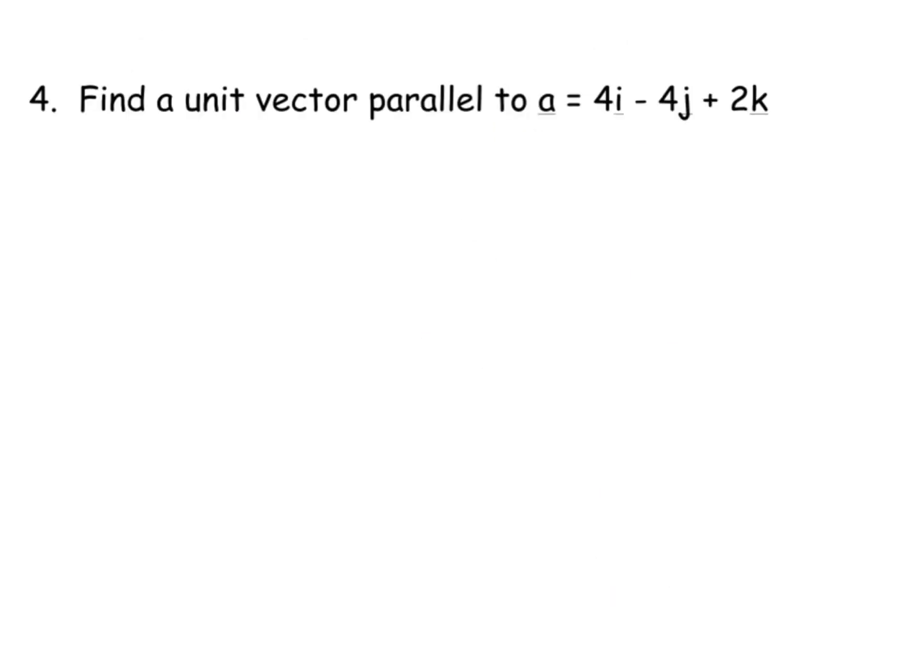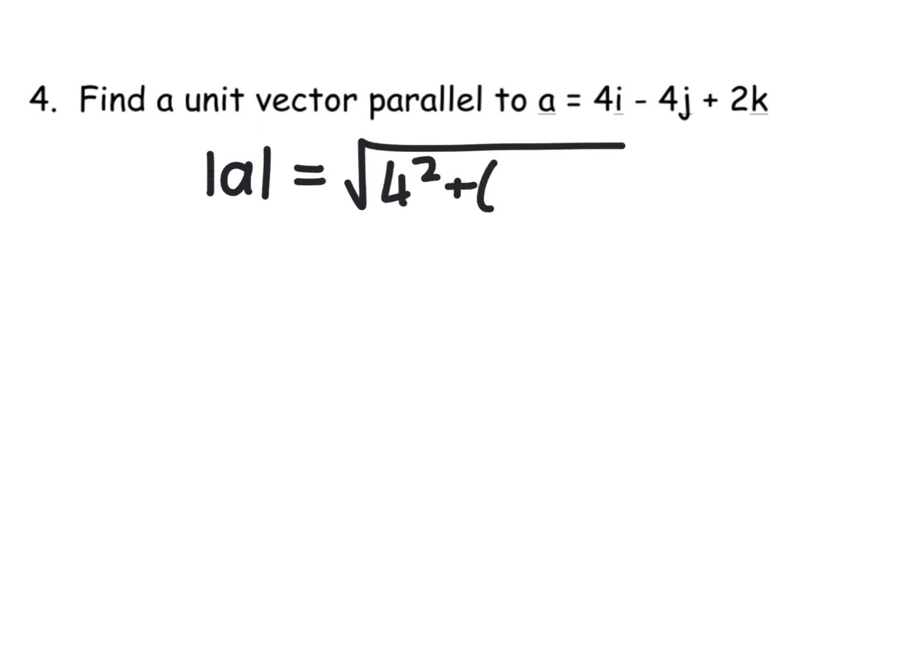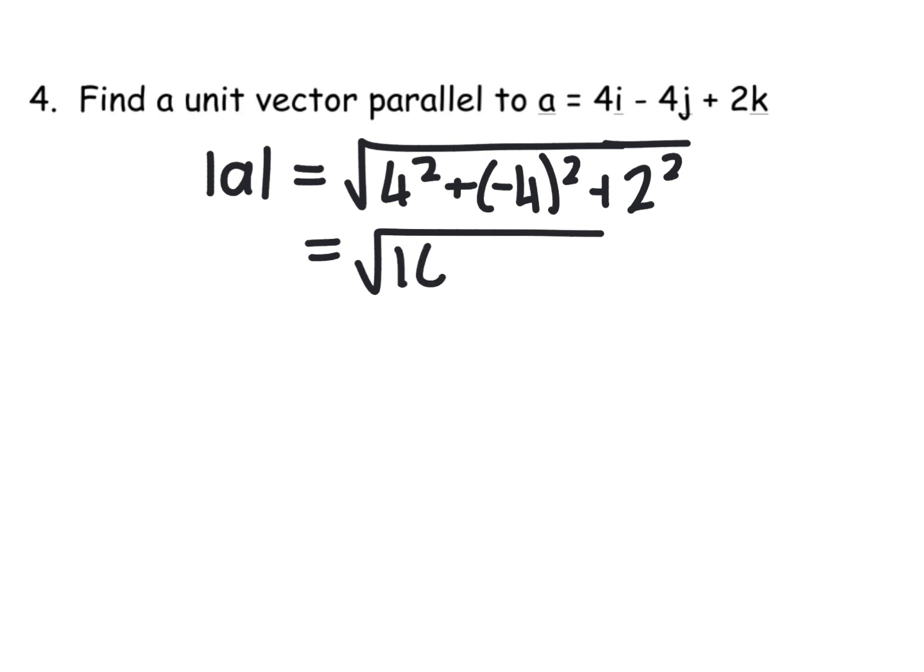Okay, and here's another example, my last one. We've to find a unit vector that is parallel to this vector here. So if we play around with this one, let's go find the magnitude of a first of all. So the magnitude of a will be 4 squared plus negative 4 squared plus 2 squared, which gives us the square root of 16 plus 16 plus 4, which is 32, which is the square root of 36, which is just 6.